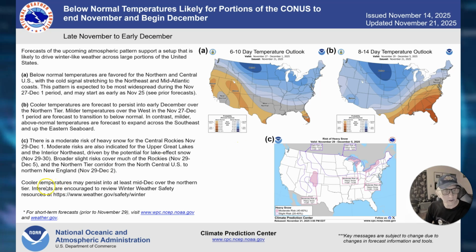Hey, the experts are talking about this, and I'm talking about it, and I think we're getting more confidence that this is actually going to occur, and the data supports it, right? So cooler temps may persist in at least mid-December over the northern tier. Okay, so that's on the experts, guys.